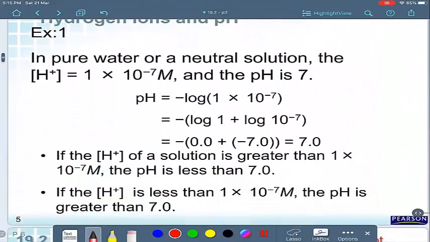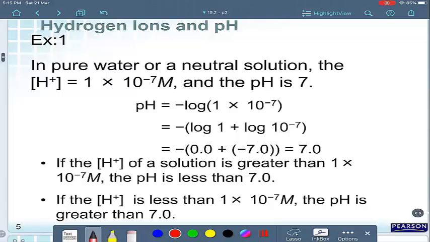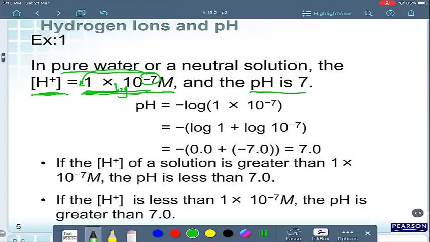Let's do an exercise to understand more. If you have pure water or a neutral solution, and the H positive is 1 times 10 to the power of negative 7 molar, the pH is 7. How come? It's easy. You have here coefficient 1. So if you take the negative logarithm of this value, the negative 7 here with the negative becomes positive 7, and the logarithm of 10 is 1, so the value is 7.